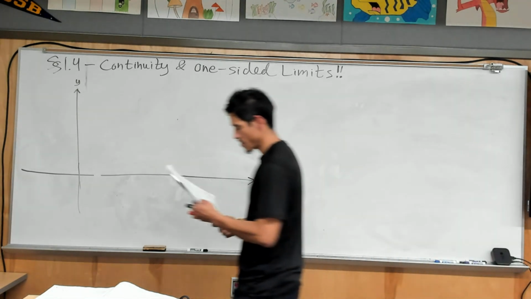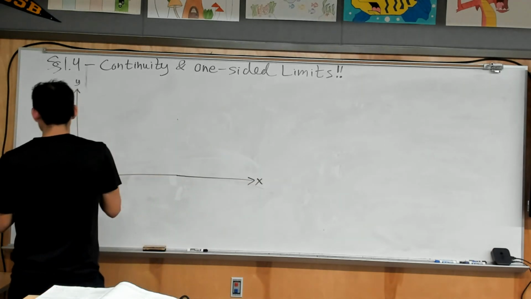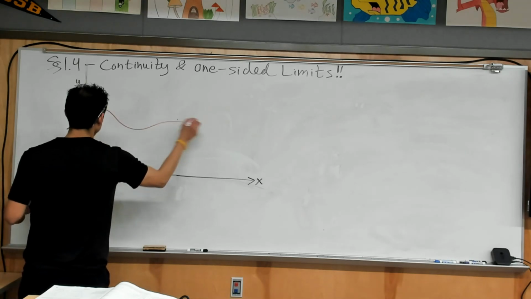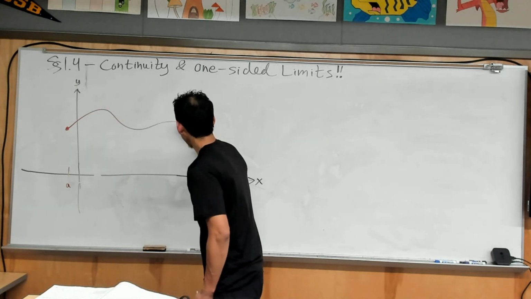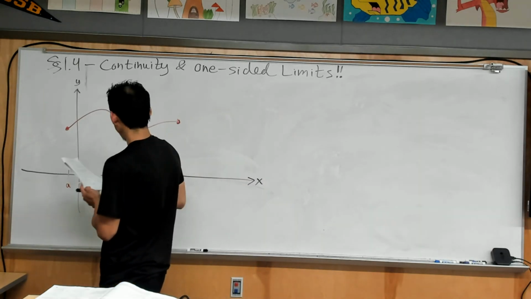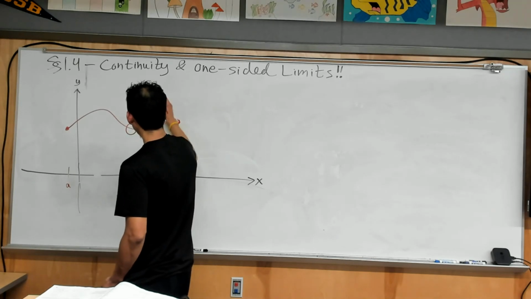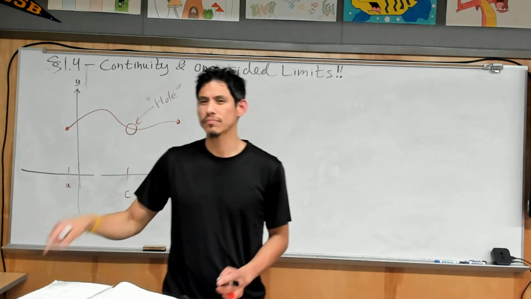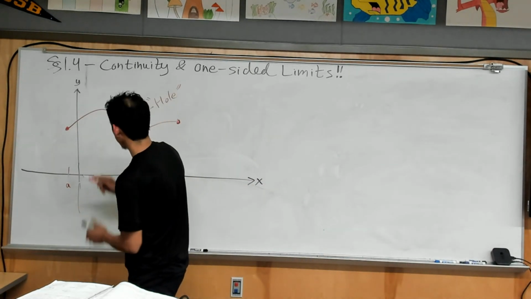Okay, so when we have a hole, or removable discontinuity. So let's say we have some function going from A to B, and let's say C is between A and B. We have a hole. Remember that from the previous lesson? Now, what does that mean? That means that you can't continue on this path.